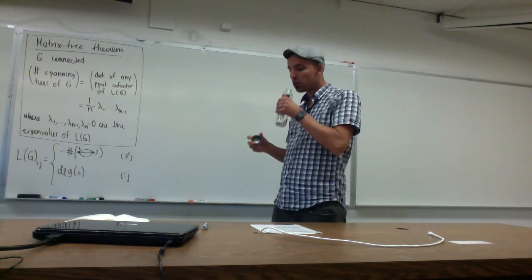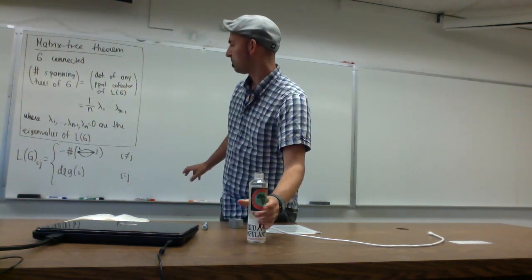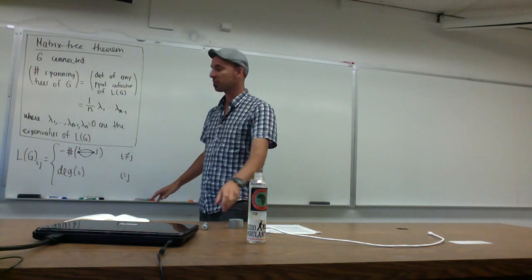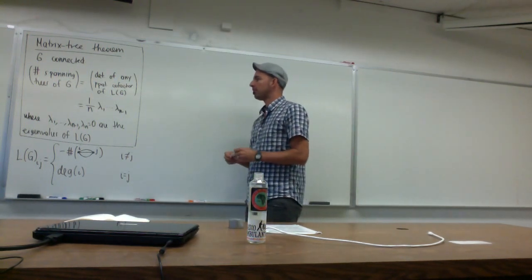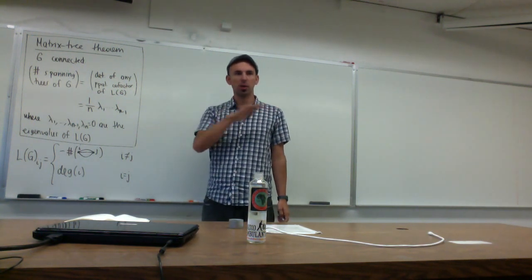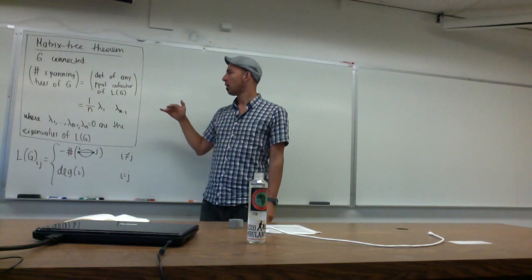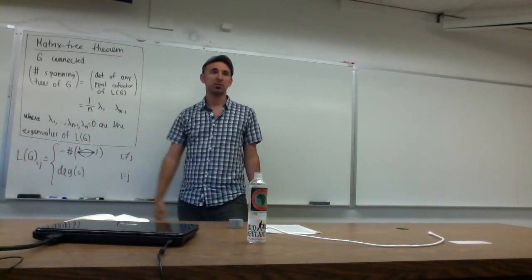So we saw that we talked about how this is a singular matrix. The determinant is 0. But then what we did is that we took a principal cofactor. So we erased row i, column i, and we took that determinant, and we proved that that determinant is equal to the number of spanning trees of the graph.